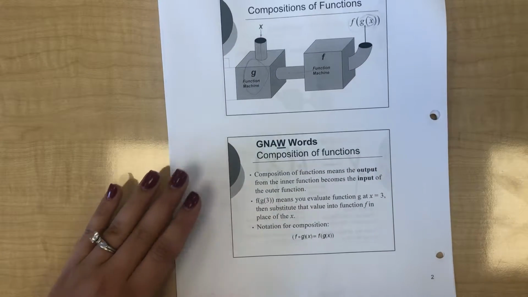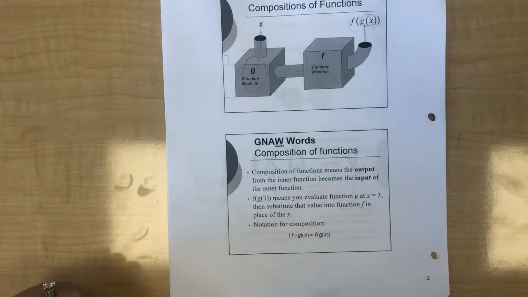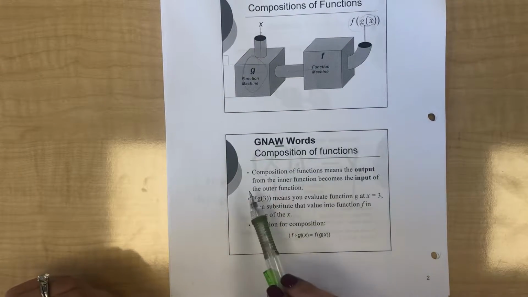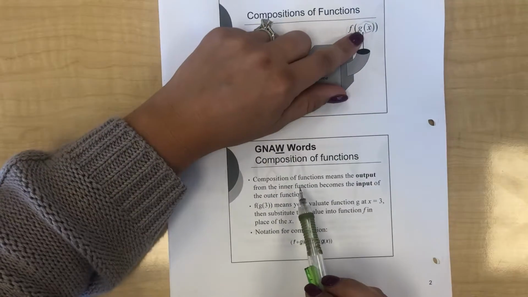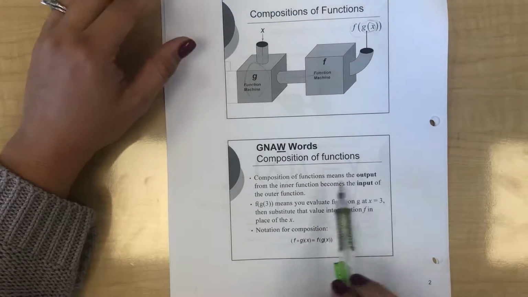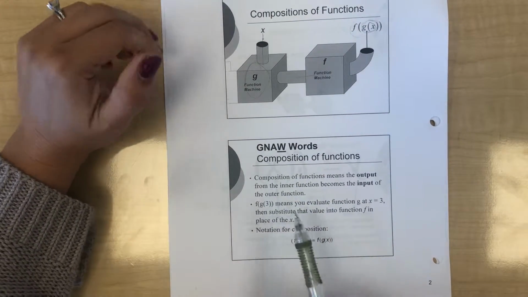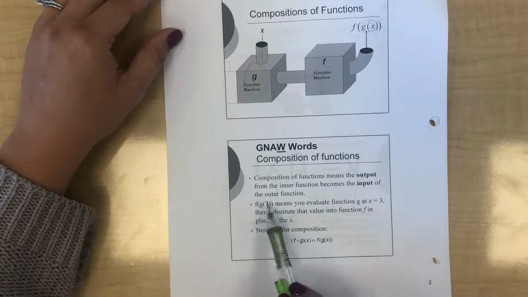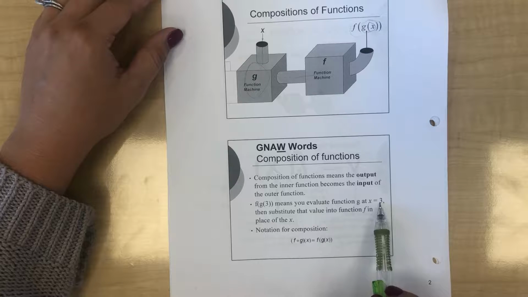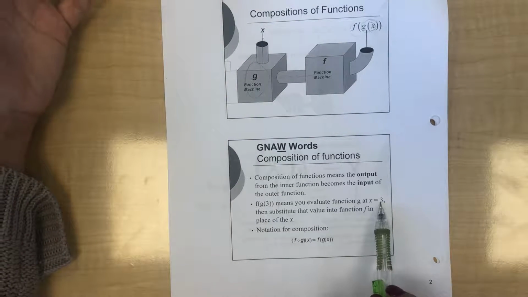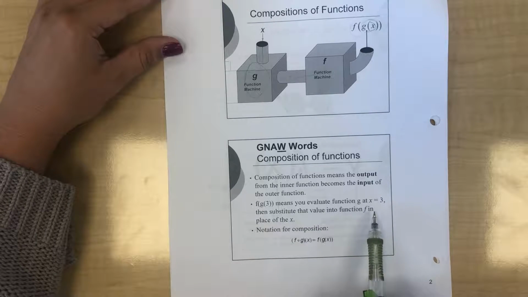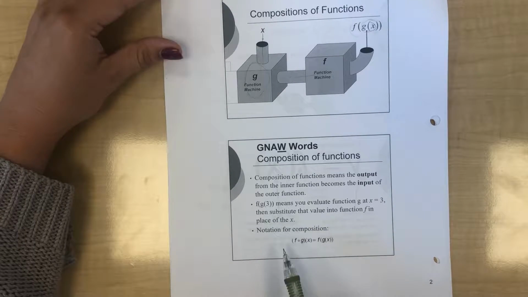So here's that explained in words. Take a second, let's read it together. Composition of functions means the output from the inner function, in this case g, becomes the input of the outer function. So for example, f of g of 3 means you evaluate the function g, your inner guy first, at 3. Then you get a value, probably not 3. Then you substitute that value into the function f in place of the x, okay?